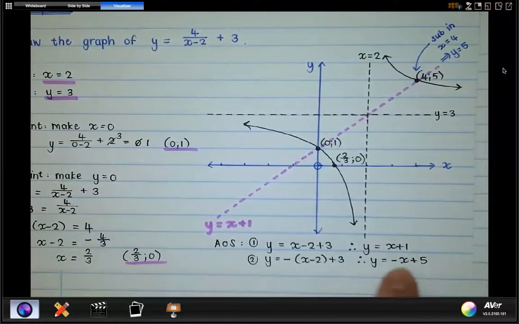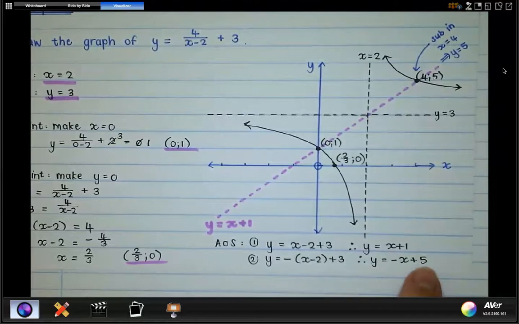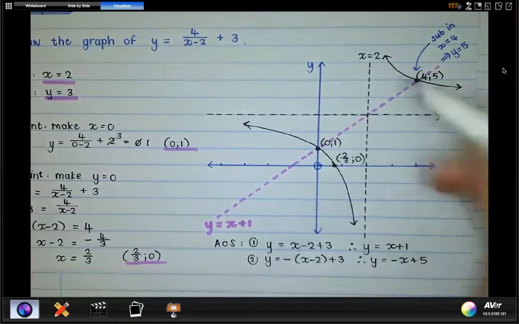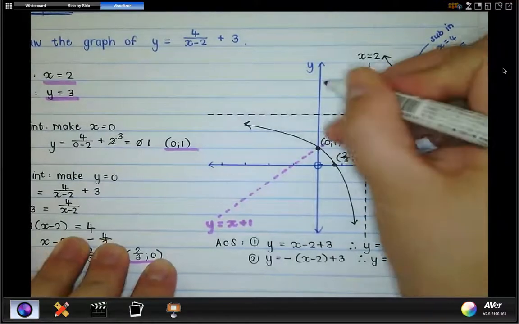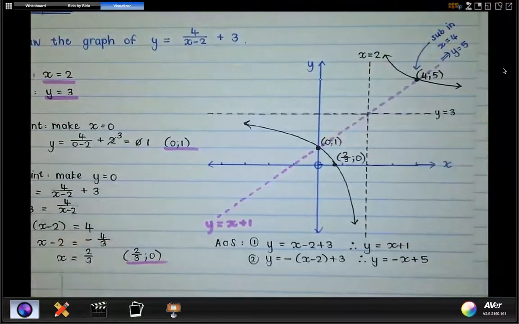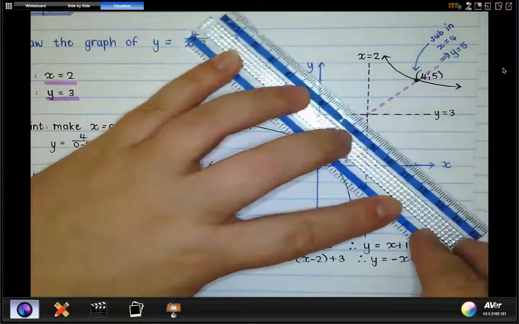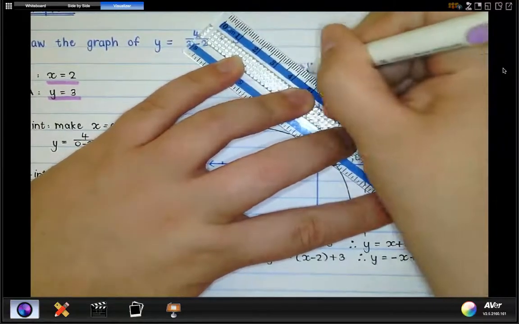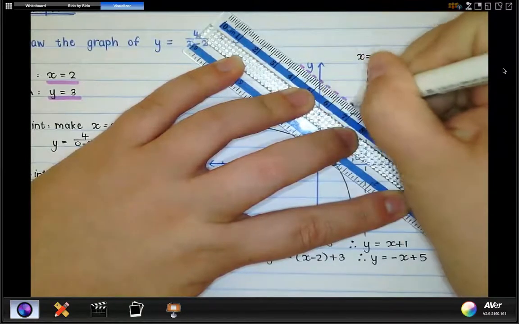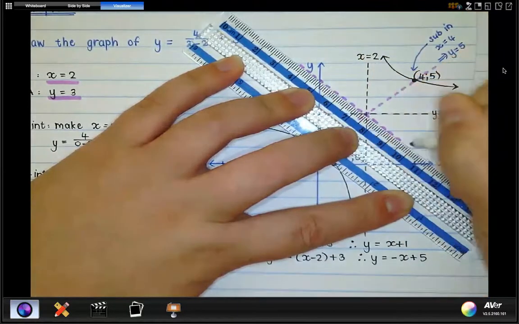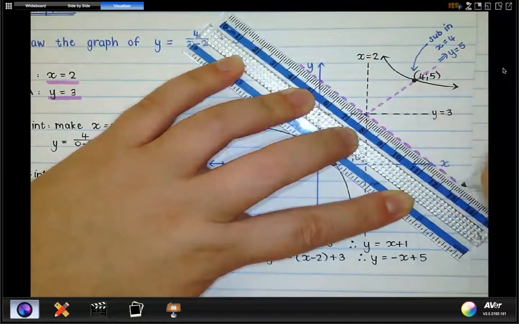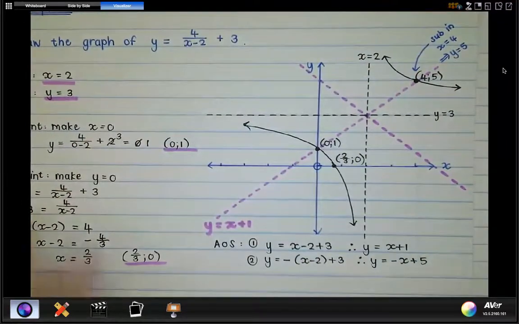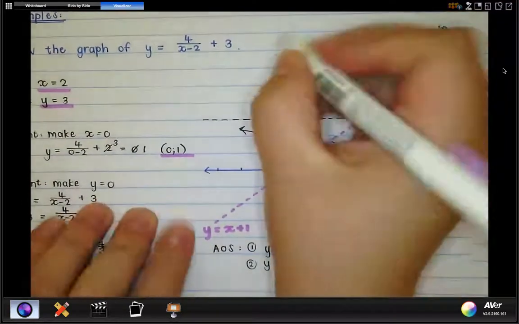Now, if it's negative x plus 5, then it's going to cut through the y-axis at 5. The y-intercept of this line is 5. That's 1, 2, 3, 4, 5. So it's going to have a point there. And again, it is going to go through the point where the two asymptotes cross. So that will be the second axis of symmetry. Okay, I'm just going to extend it a bit there so that you can see. All right, so that would be the second one.